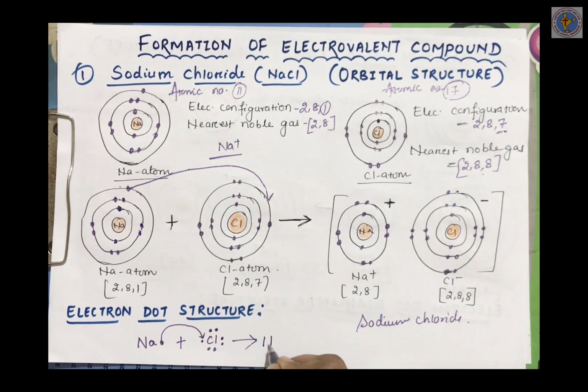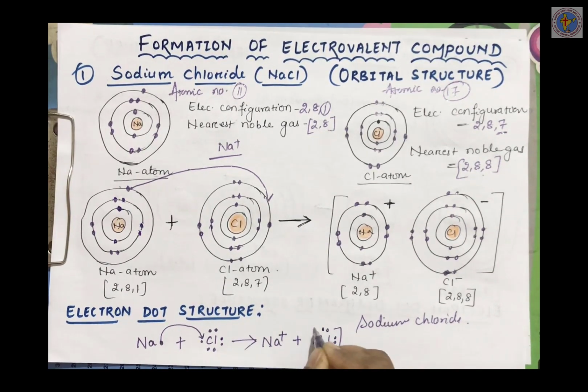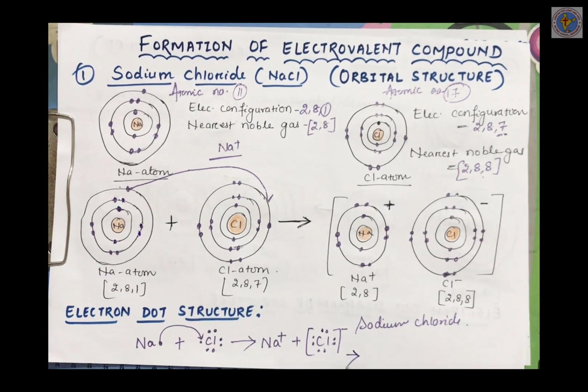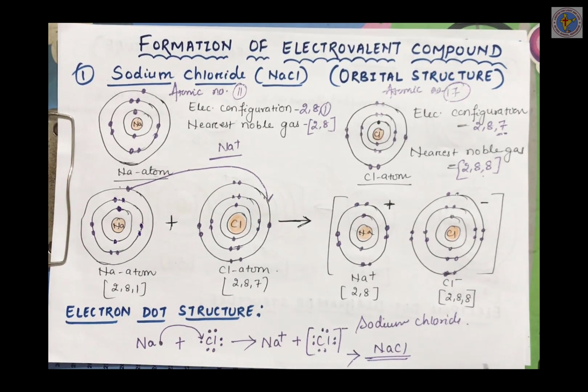So sodium will form the sodium ion and chlorine the chlorine ion. Sodium becomes Na+, that means it will form a cation by losing 1 electron, and chlorine becomes Cl minus. Why? Because it is getting one electron from sodium. So like this we are getting NaCl. This is the electron dot structure of NaCl.